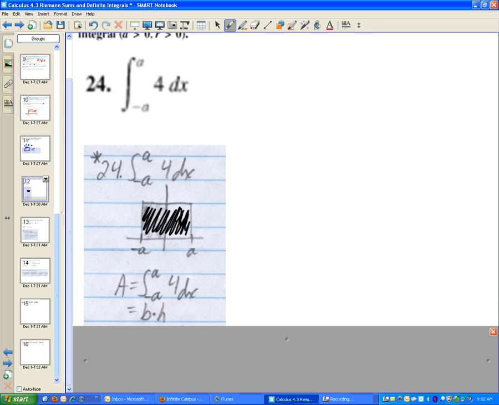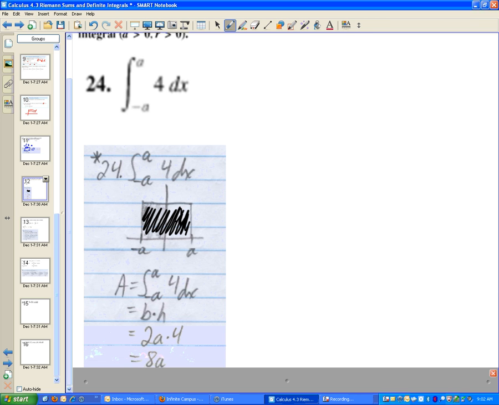What's the base of this rectangle? 2a. From negative a to 0 is a distance of a. From 0 to a is a distance of a, so that's 2a. And what's the height? So 8a then is the best we can do to simplify the area of that region. All right, we good?